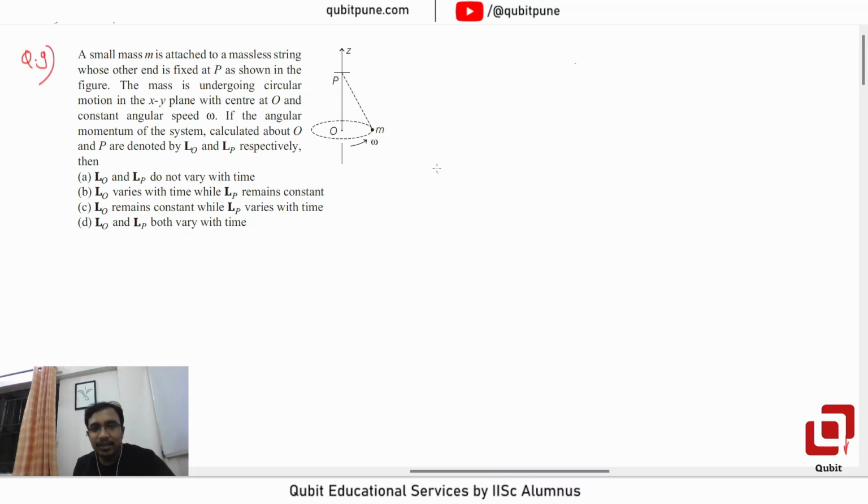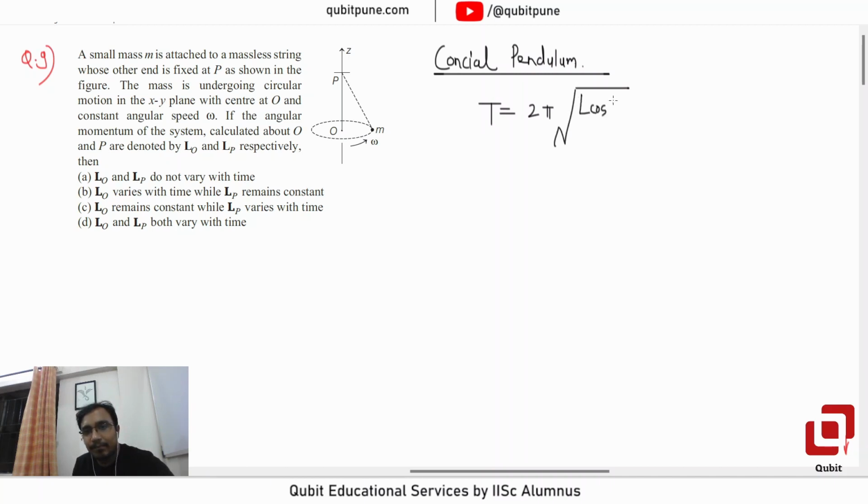Now if you don't know, this whole assembly is also called a conical pendulum, and its time period is given by 2 pi root (L cos theta by g), where theta is the semi-vertical angle of the cone. But that is not of any interest to us. We would like to determine the variation of angular momentum of this body m about O and about P with time.